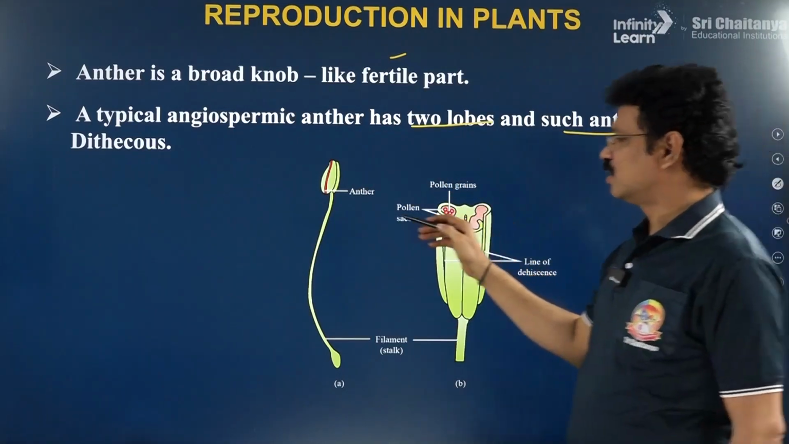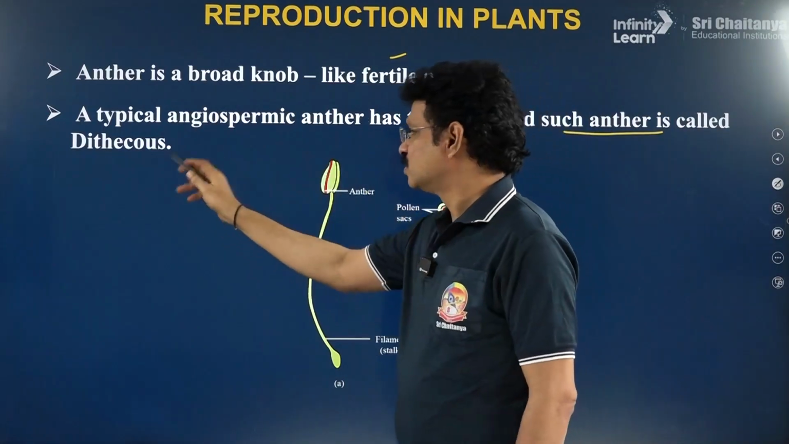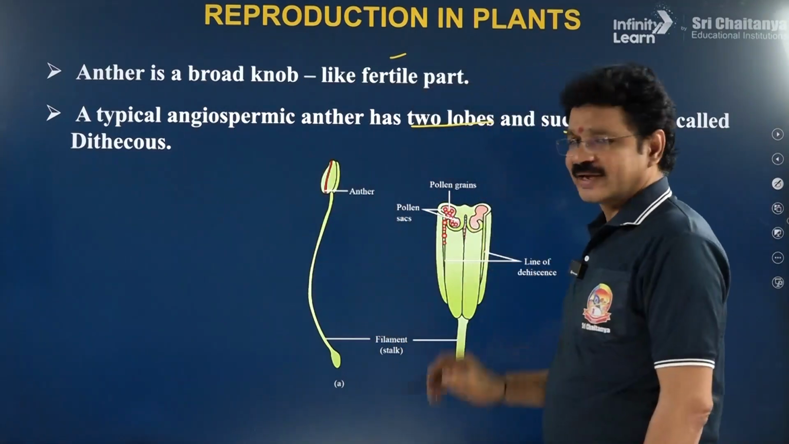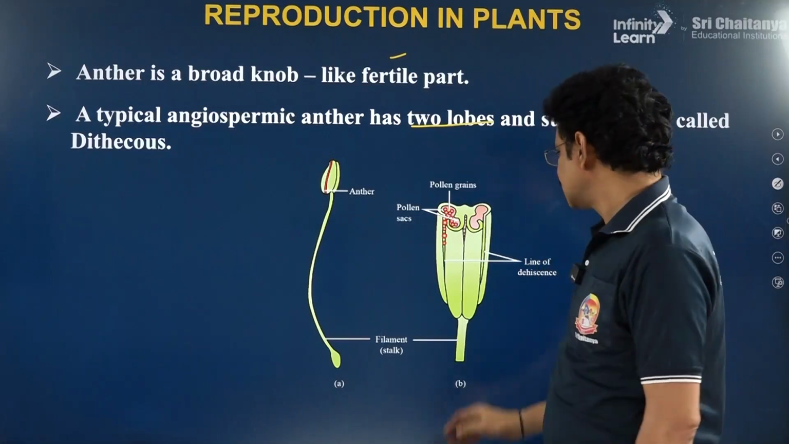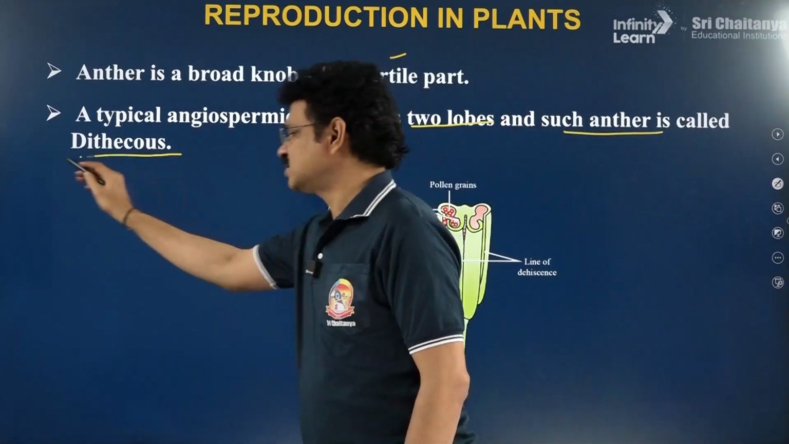Such an anther is called bilobed, and due to the presence of 2 microsporangia or thecas in a lobe, it is also called dithecous.